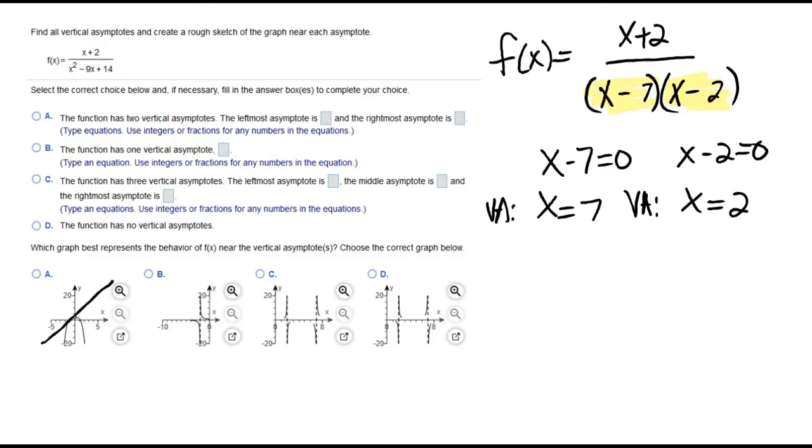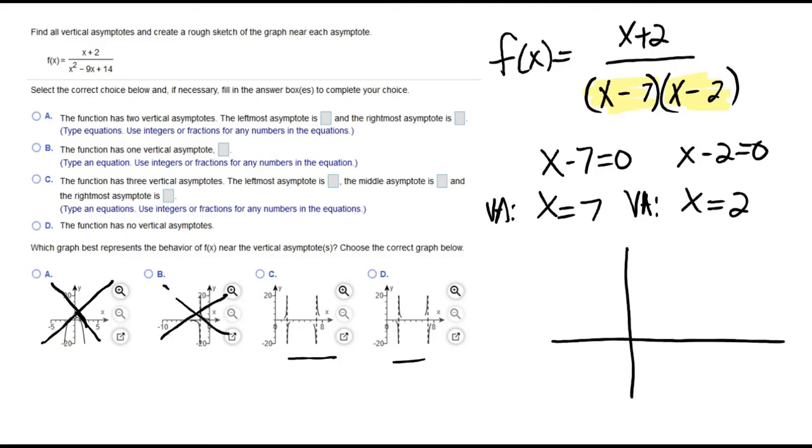So we can eliminate A and B, because A doesn't have a vertical asymptote and B only has one vertical asymptote. So we want to narrow down our sketch to be one of these two pictures. When we have our asymptotes, let me draw them. At 2 we'll have a vertical dashed line, and at 7 we'll have a vertical dashed line. Those are going to be where our asymptotes are.